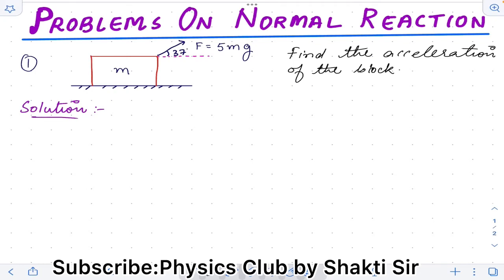In this lecture, I am going to give you a brief introduction of the normal reaction and how to solve the numerical problems based on normal reaction. As we have discussed previously, the normal reaction is nothing but the contact force which is perpendicular to the surfaces in contact. For example, as I have drawn a block, there is a contact between the block and the surface, so a normal reaction exists here.